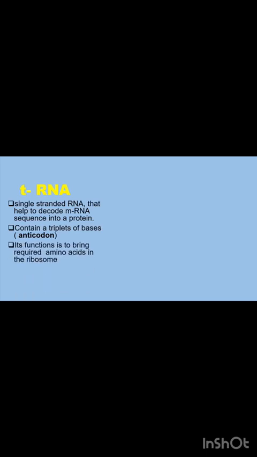Our second concept here is called the tRNA. The T here stands for transfer RNA. This is a single-stranded RNA that helps to decode the mRNA sequence into a protein, and it contains a triplet of bases called the anticodons. So remember, on the mRNA we have the codon, and here we have the anticodons. Its function is to bring the required amino acid into the ribosome.